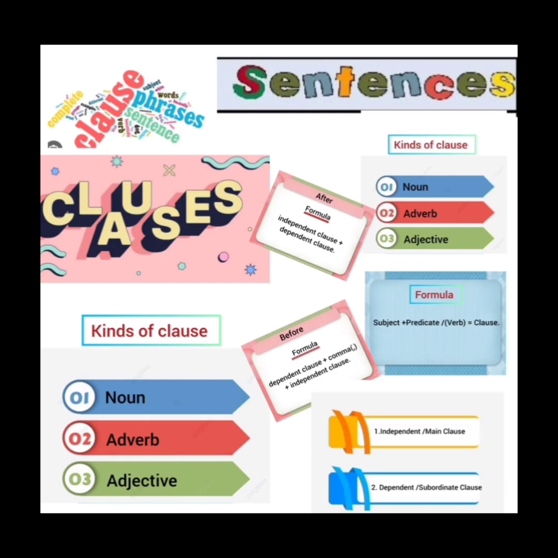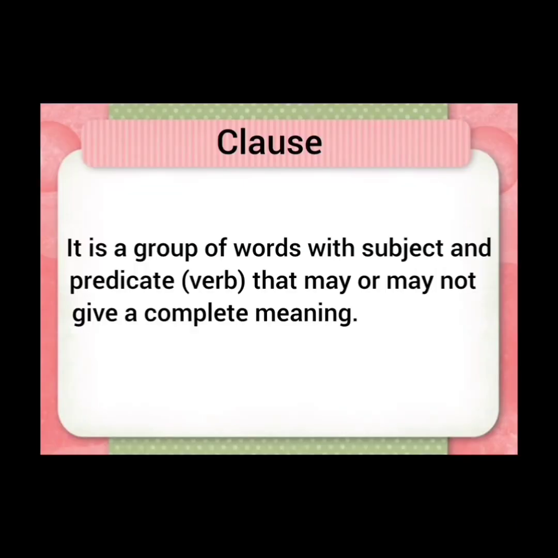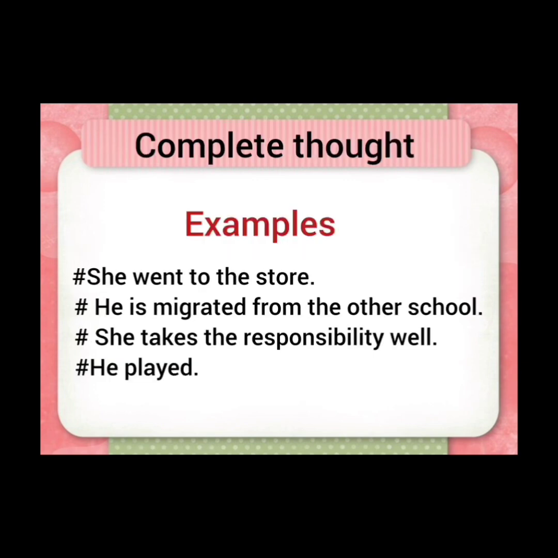Clause. It is a group of words with subject and predicate or verb that may or may not give a complete meaning. How does it give us a complete thought? Let's see the examples. She went to the store. As it is the combination of subject and predicate, it is a complete clause with a complete thought. He is migrated from the other school. She takes the responsibility well, and he played. In all these clauses, the subject and predicate combination is there, and they give us a complete meaning.